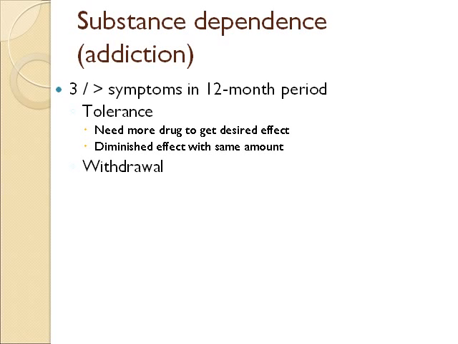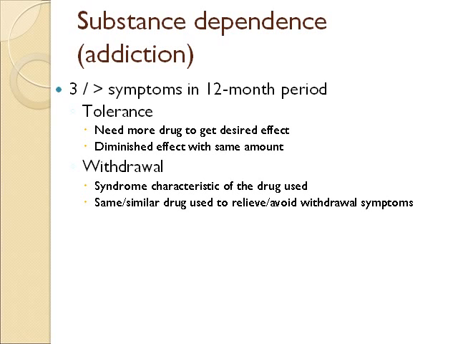So tolerance being one, withdrawal being another, which again is a syndrome characteristic of the drug used. So withdrawal looks different depending on what kind of drug you were using. And then the same drug or a similar drug is used to relieve or avoid withdrawal symptoms. So let's say you're somebody who's dependent on alcohol, they're not drinking to get drunk anymore, but they're drinking just enough to keep from getting the shakes. So if they're having to use that drug to keep from getting withdrawal symptoms, that counts toward withdrawal, even though they're not having the other classic withdrawal symptoms.